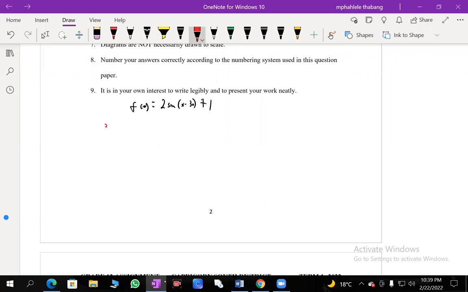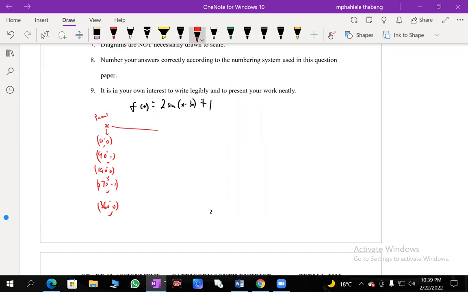Let's look at the x values. What is happening to the values of x? Lower down the x values of the parent graph: 0 and 0, 90 and 1, 180 and 0, 270 and negative 1, 360 and 0. Again, this is the parent graph.